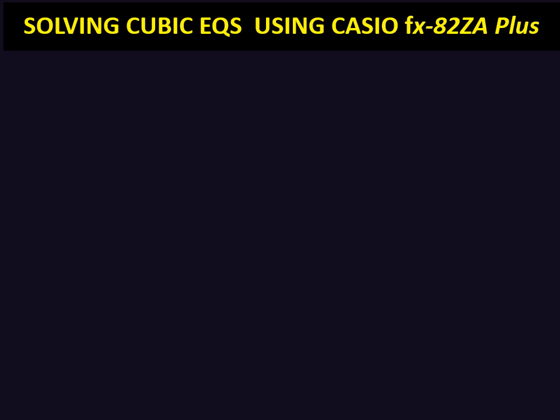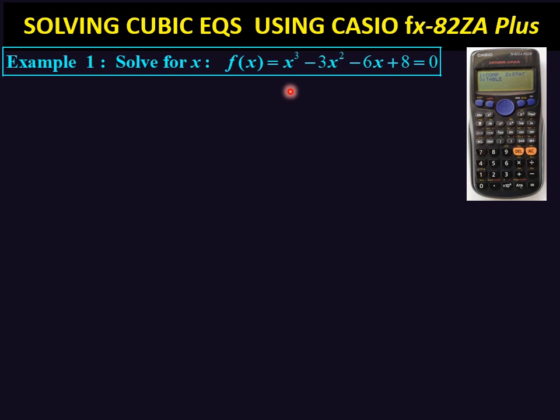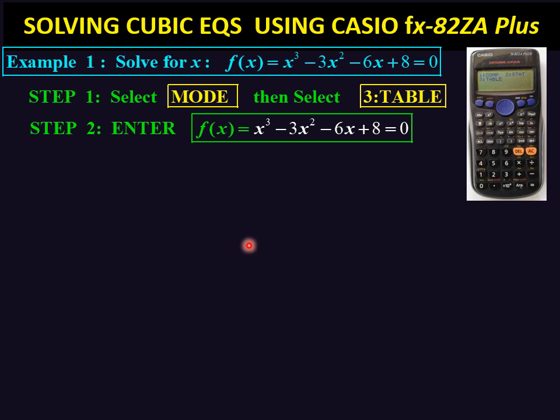Okay, now we're going to show you how you can use your Casio FX-82ZA Plus to solve cubic equations. This is the calculator you're going to use. You enter mode. So there's the equation we're going to try to solve. You enter mode, but in this case you only have 3 options. You choose number 3, table, and then you'll see an f(x) appear. Now you need to enter x to the third, using alpha with a bracket to get an x. So that's x, and then the cube. Minus 3, and then again alpha with a bracket to get an x, and then you enter square, negative 6, and then alpha with that bracket key to get x, plus 8. Don't enter equal to 0.